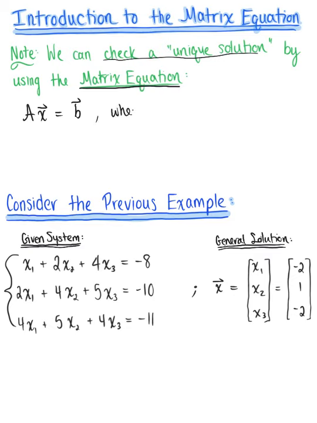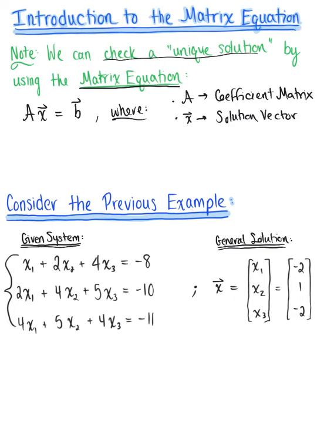Now, this is where matrix A is the coefficient matrix. Vector X is the general solution. That's your solution vector. And vector B is simply the constant vector, or in other words, the right-hand side of your linear system. That is the right-hand side of those equal signs.